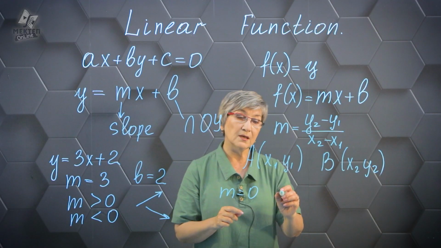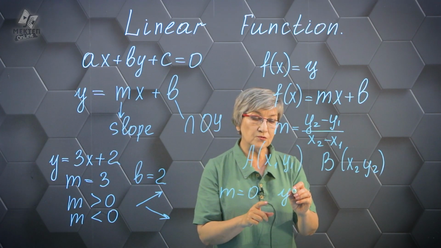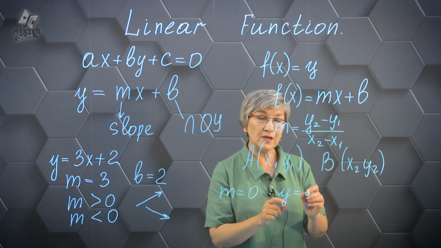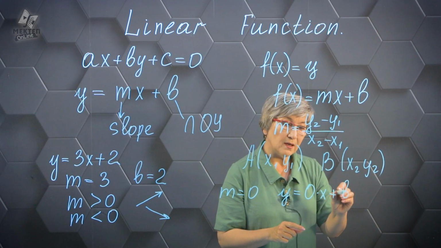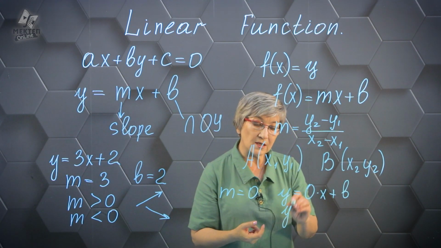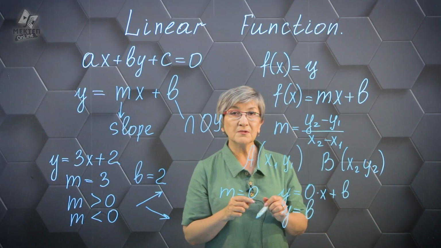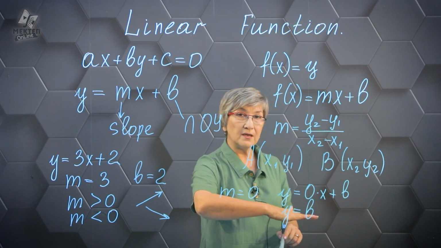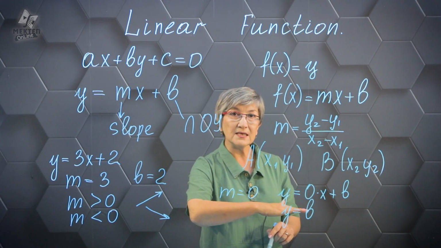For example, if I write down the following equation of the linear function y equals mx plus b, when m is 0, the line's equation will appear as follows. 0 times x plus b. And we know that 0 times x will give us 0. As a result, our function will take the form y equals b. But if we are already capable of graphing a linear function, then the graph of the linear function y equals b will be a line parallel to the x-axis.